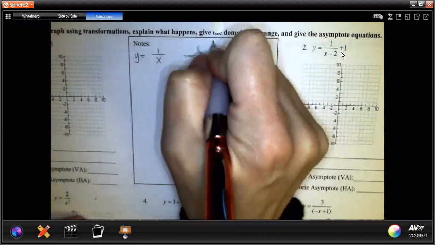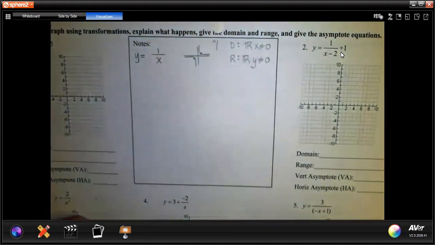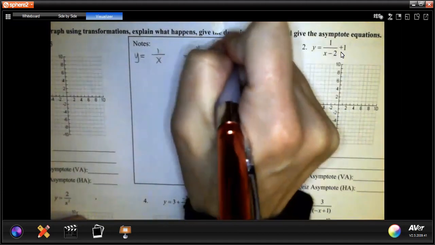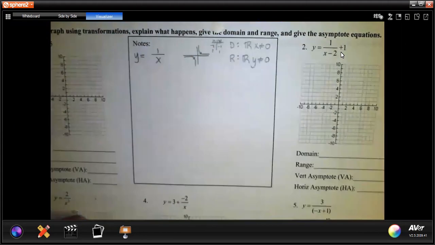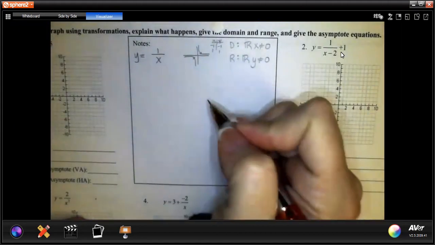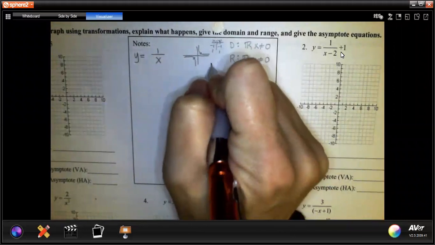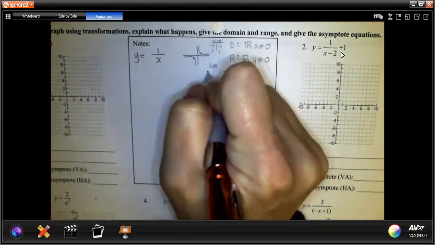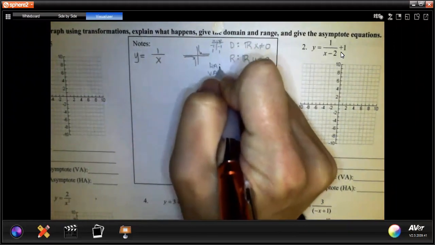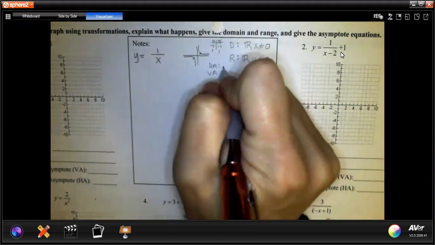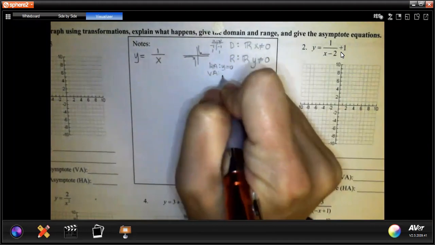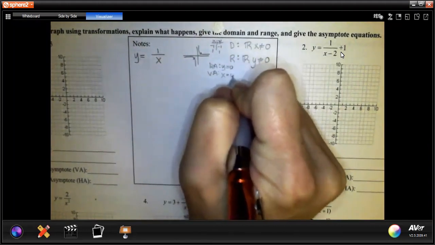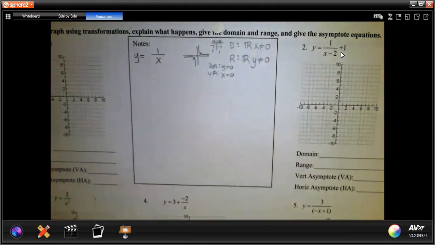I'll go ahead and put those key points right here. We said we've got a point at -1, -1, and 1, 1. So those are the key points that we're going to look for when we graph. The other key points are really the horizontal and the vertical asymptote. And so we'll refer to that as HA and VA. The horizontal asymptote is the x-axis, so that's y equals 0. The vertical asymptote is the y-axis, and that is x equals 0.